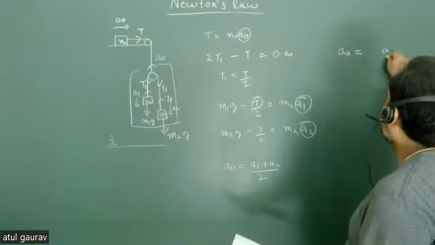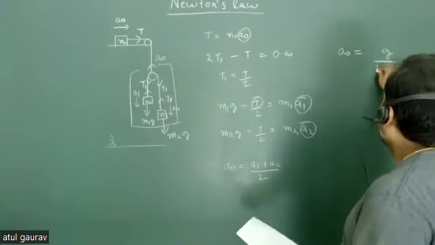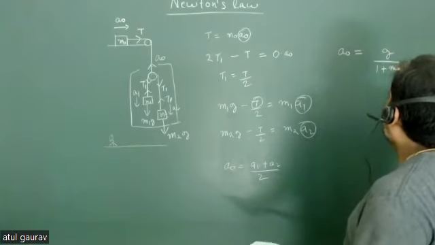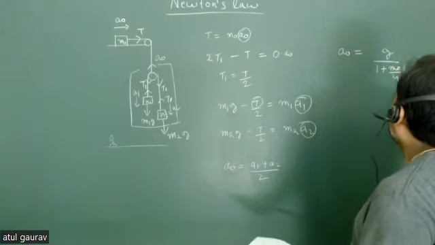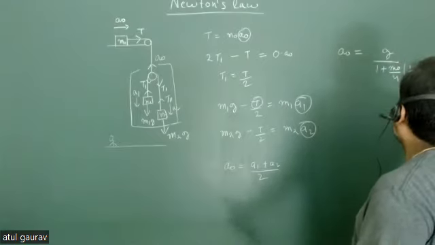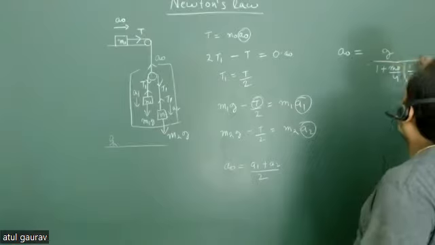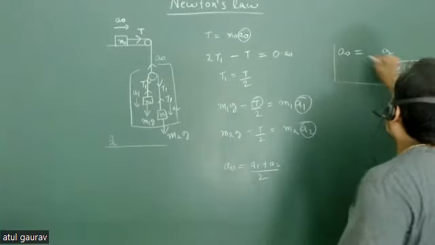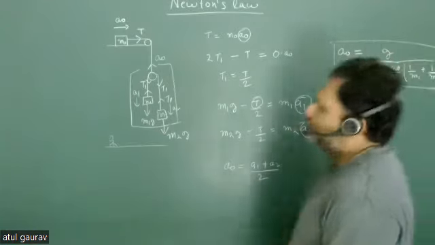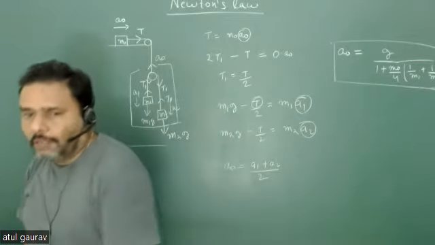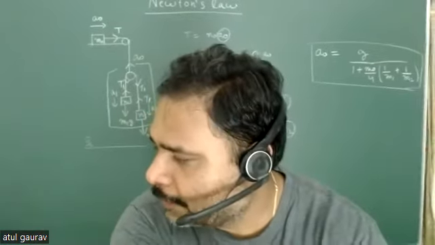So the answer is, you can just verify this answer and let me know whether I am correct or not. So that will be G by 1 plus M0 by 4, and that value is 1 upon M1 plus 1 upon M2. So this is your answer. You can just verify and let me know. Aap ek baari se jarur solve karo. Hai na? Very interesting problem.